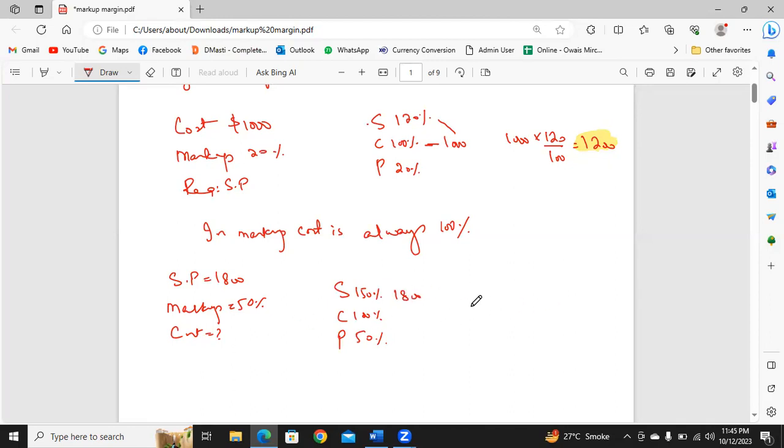Now we need to find out the cost. So what we have to do? 1,800 into 100 divided by 150. Yes, exactly. So our cost will be 1,800 into 100 divided by 150. So it is 1,200.